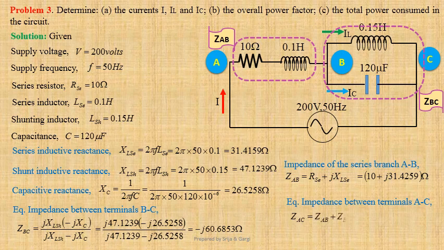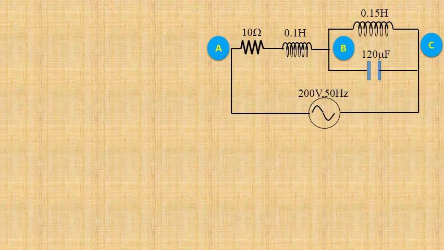Now we shall determine equivalent impedance between terminals A and C. ZAC equals ZAB plus ZBC. Using values, we get 10 minus j29.2694 ohm. In polar form, this may be written as 30.9305 ohm at an angle minus 71.1371 degree. Taking supply voltage as reference, we can write V equals 200 volt at an angle 0 degree.